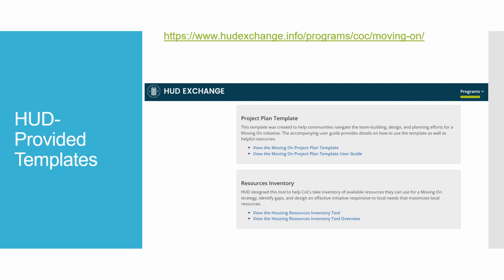There are some specific templates which we did mention briefly in the general overview module, and that's the project plan template that has several different tabs going across the bottom of it, along with a user guide, and then a resources inventory to help you track what the resources are in your community to help someone moving on from PSH, along with the overview for that. So you'll definitely want to check that out if you are implementing a MoveOn strategy.